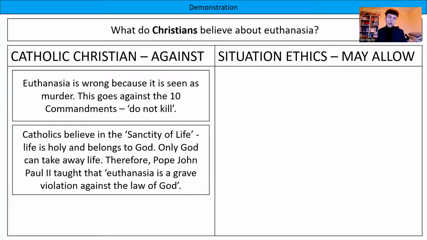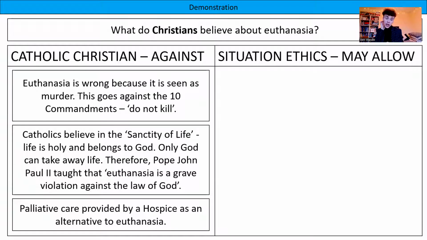Therefore, Pope John Paul II taught that euthanasia is a grave violation against the law of God, because, as I say, only God can give or take away life. And so the Catholic Church advocates for palliative care provided by a hospice as an alternative to euthanasia. So they would say we need to prioritise making sure our end-of-life care is as good as it possibly can, that your suffering is alleviated as much as it possibly can, and you are looked after in your final days until God decides it is time for you to die. But we cannot have a culture where we say, OK, let's allow them to have euthanasia, because the Catholic Church says that would have a very negative effect on society. As Peter Saunders put it, the right to die could become a duty to die.